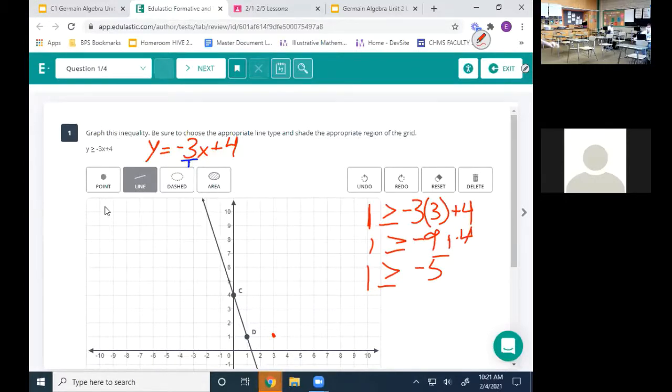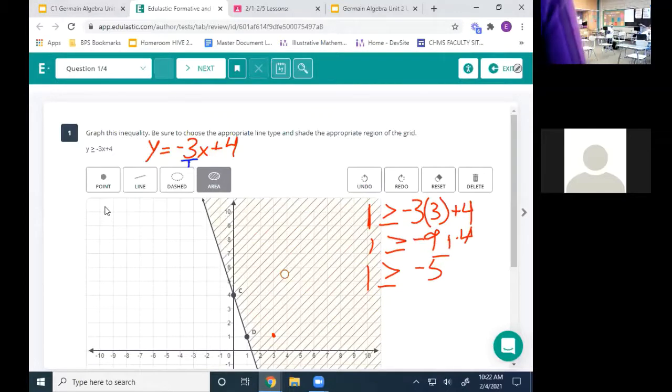To the right, because if the point makes the statement true, you shade the region that covers it. If it's not true, you plug it in and shade the opposite side of the line. If you wanted to change the type of line, you would hit dash, but you're not going to click that. And then for the area, you click area to shade, and then click on that half of the grid there. Boom, Kyle, or Connor.